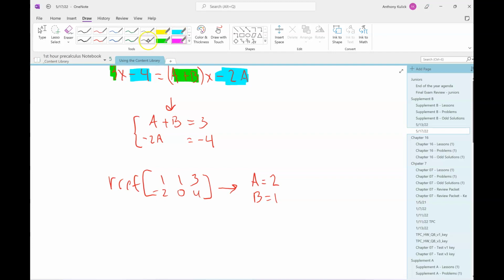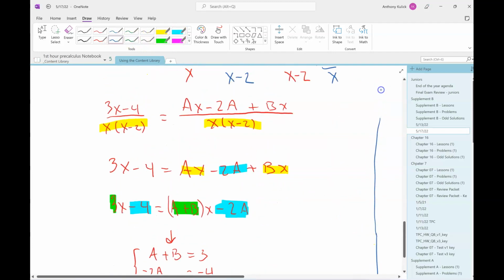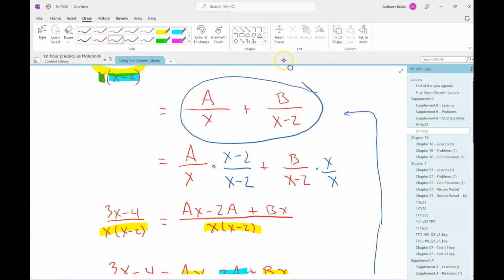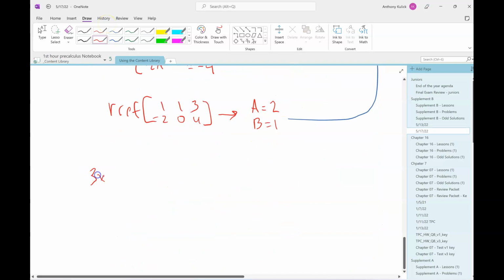And now if we go all the way back to the very beginning of this problem, this implies that (3x minus 4) over x times (x minus 2) is going to be 2 for my A plus 1 for my B.